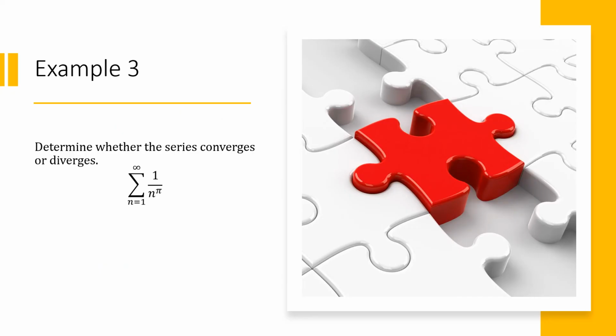All right, so it says determine whether this series converges or diverges. And so the first thing I'm going to notice is that it is of the form of a p-series because it's 1 over n to some power. And that power in this case is pi. Pi is greater than 1, therefore the series converges by the p-series test.